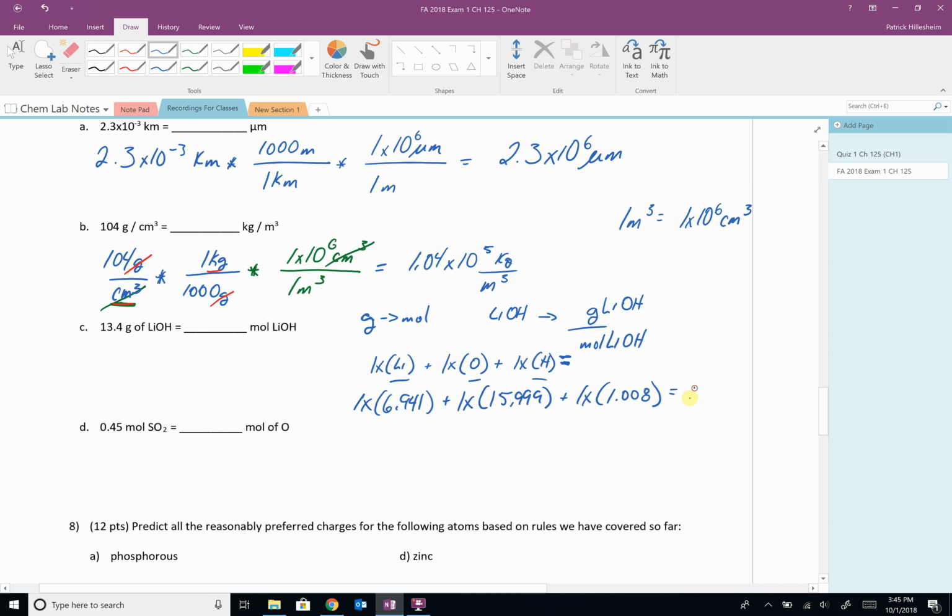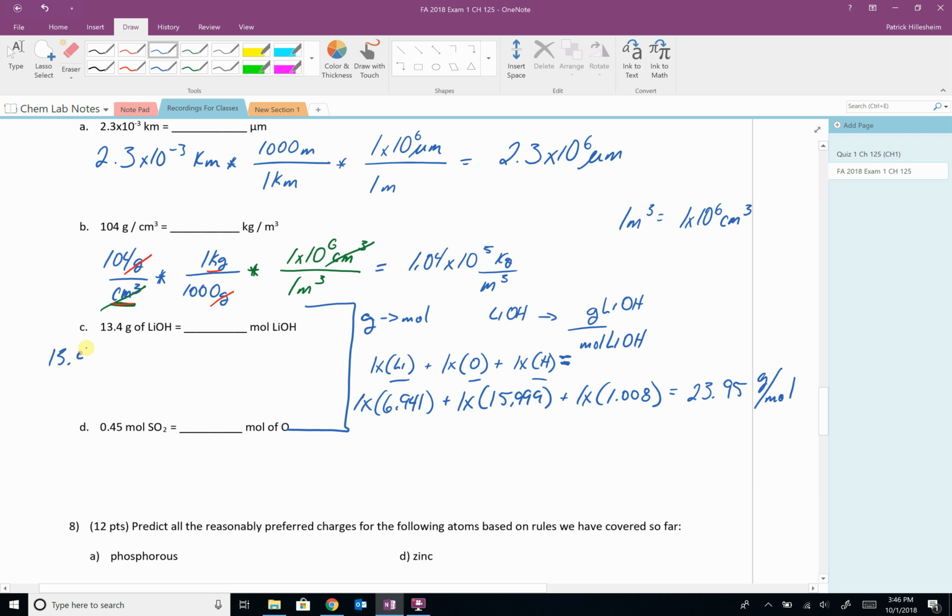And if we add that up, I got something around 23.95, give or take, grams per mole. Okay. So this is the formula weight or the formula mass of lithium hydroxide. We just add up the individual components from the molecular formula. All right, so I'm going to just clean this up again. Actually, I think I can fit it over here. So let's just leave that separate here.